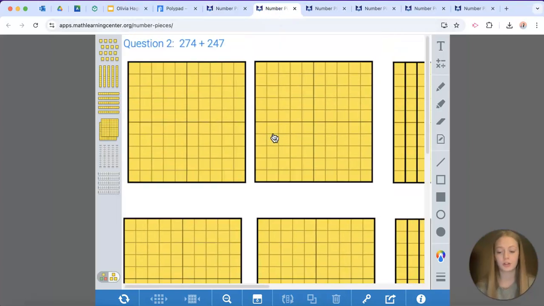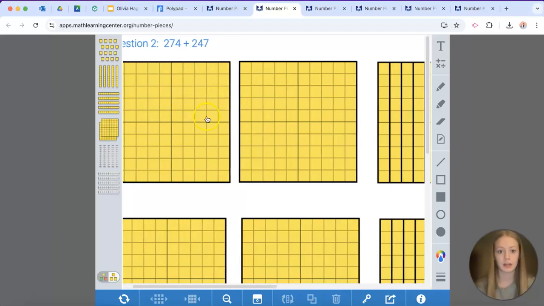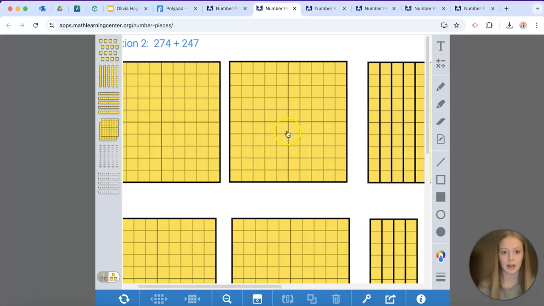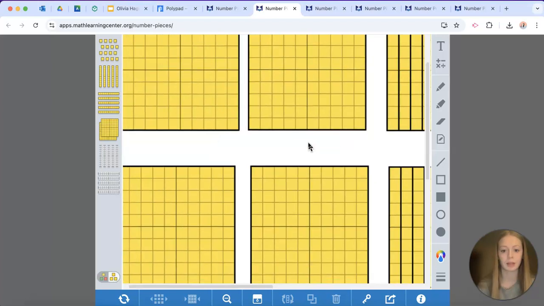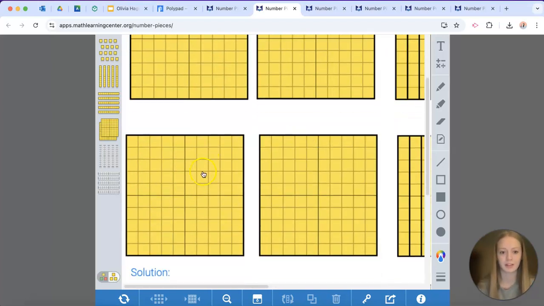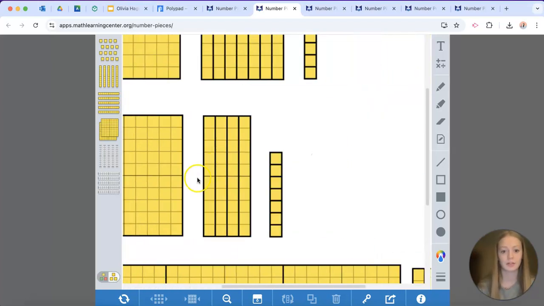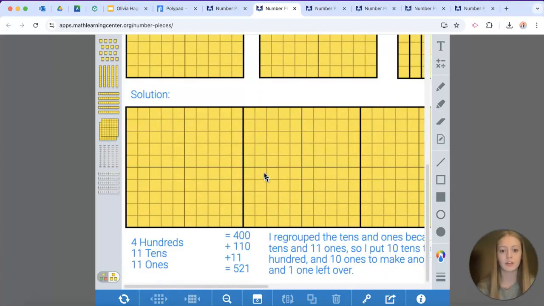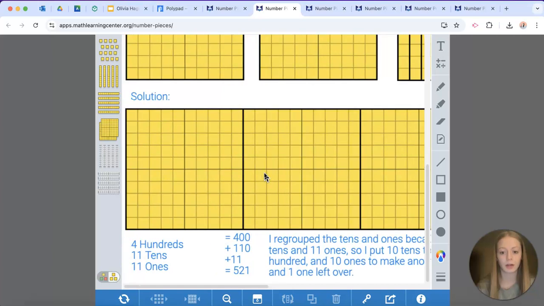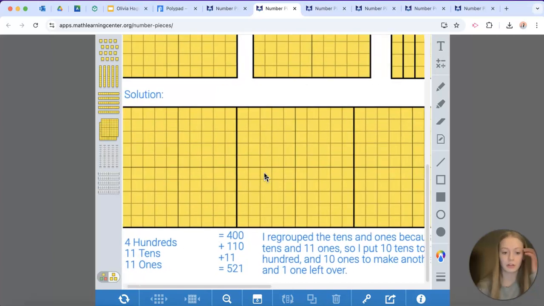Then for question 2, 274 plus 247. Again, I physically put all these pieces together, 200 plus 70 plus 4, and then the next one is 200 plus 40 plus 7 to get 247. So when you put them all together, you get 4 100s. And then you also get 11 10s and 11 1s.